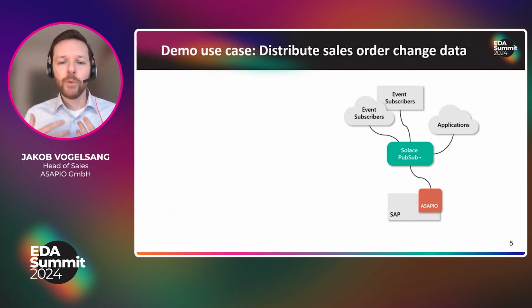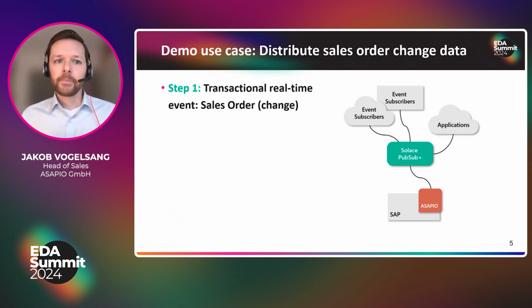Therefore, as step one, we are going to build a transactional real-time change event, meaning the sales order change. We are going to model that in a codeless fashion in the ASAPIO payload designer, and choose, for example, when this event should occur and also which fields should be part of that payload. Because in ASAPIO, you can completely freely decide which data should be part of the data event. So we are not only sending notification events, but larger business events that you can enrich with any data in the payload.